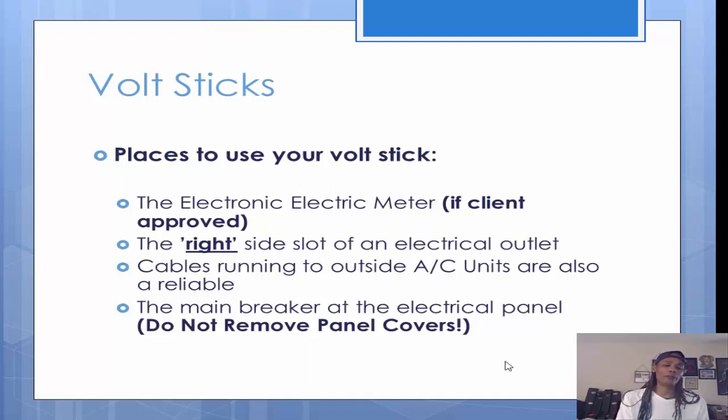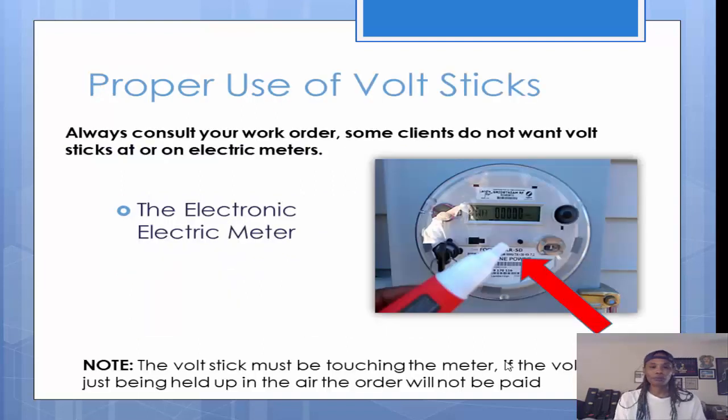The thing about the electrical panel, you do not want to remove the covers, okay? If you can open the door, usually they have a little access door, and you can test it from there, but we're going to go through that as well. So we're going to start with the electric meter.